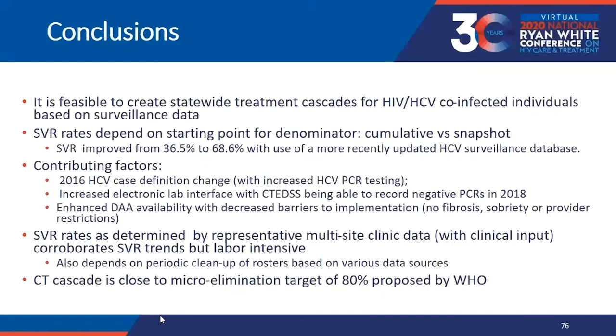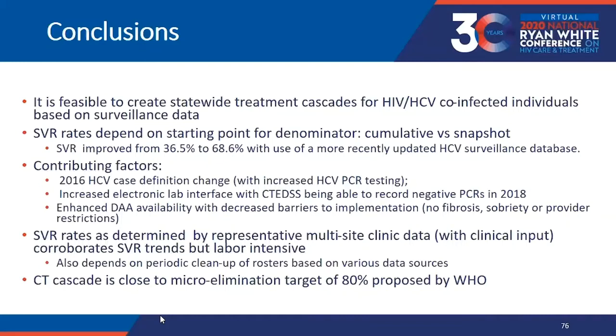Our contributing factors are that in 2016, the Hep C case definition did change because there's increased Hep C PCR testing. There's an increased ability of an electronic lab interface. And that is so critical for other people who are watching this: if you have a lab interface that reports the negative PCRs, that is the starting point by which, from a surveillance standpoint, you can determine who looks like they've been cured. There's also been obviously enhanced DAA availability with decreased barriers to implementation. In our state, there's no fibrosis, sobriety, or provider restrictions, which is really quite key.